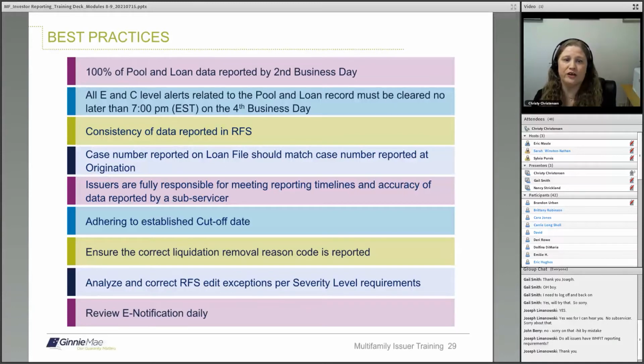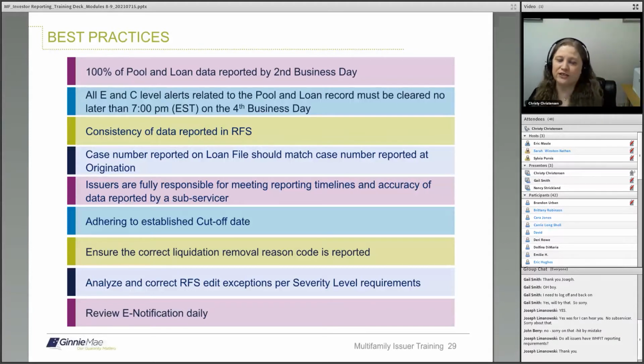Adhering to your company's established cutoff date. Ensure the correct liquidation removal code is reported in RFS. Analyze and correct RFS exceptions per severity level requirements and deadlines. Review e-notifications daily. And as I mentioned earlier, have multiple backups for the RSA token for the monthly reporting certification.